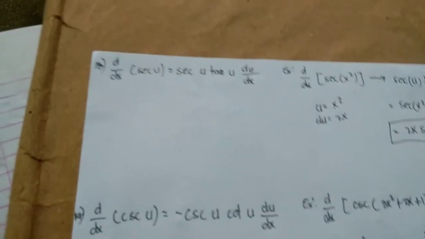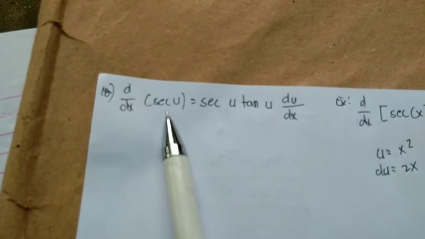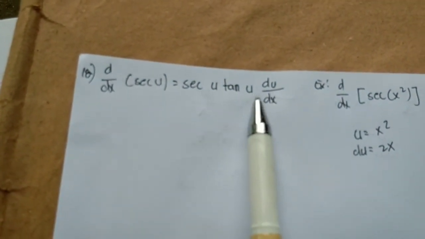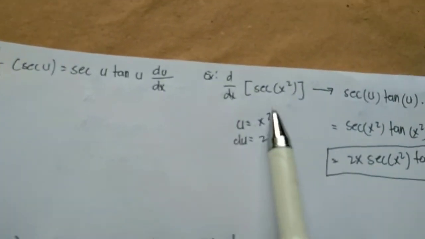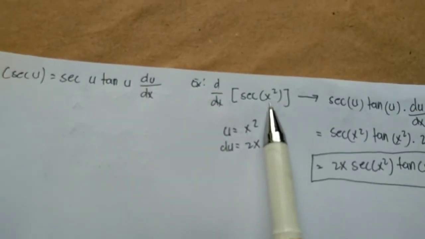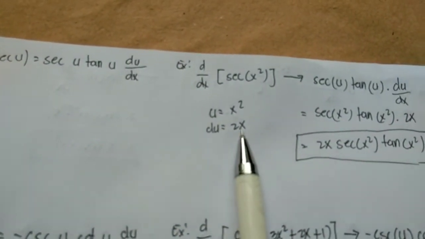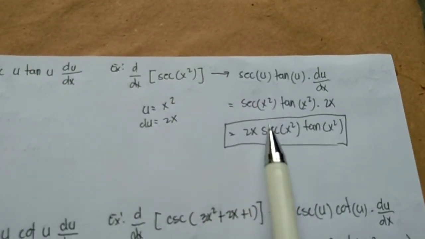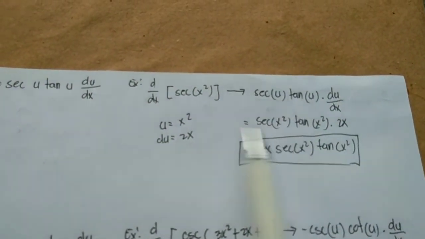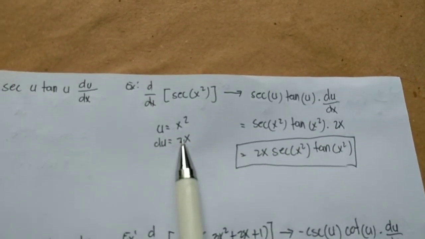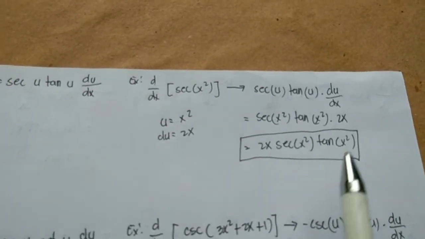So for number 18, we have d over dx of secant u. The derivative of that is secant u tangent u times the derivative of your u. For example, we have d over dx of secant x squared. So your u is x squared, and the derivative is 2x. So use the formula: secant u, this is your u, tangent u, times the derivative. So this is our final answer.